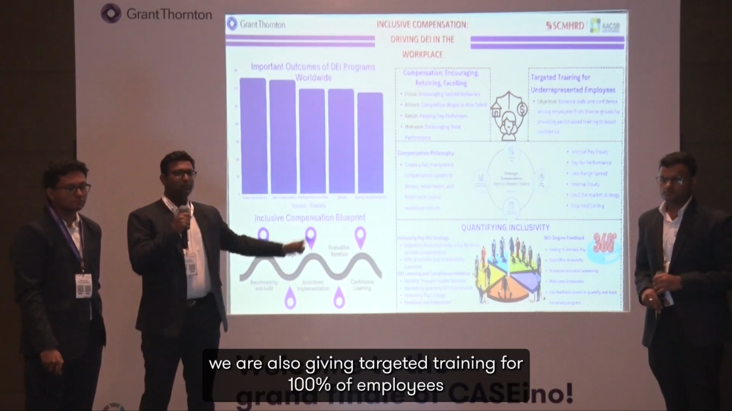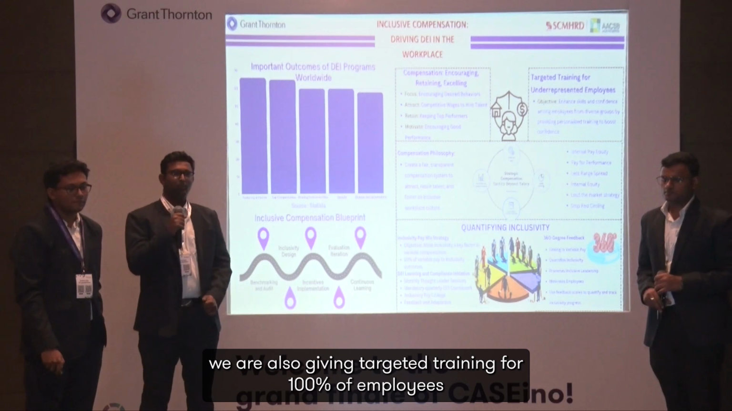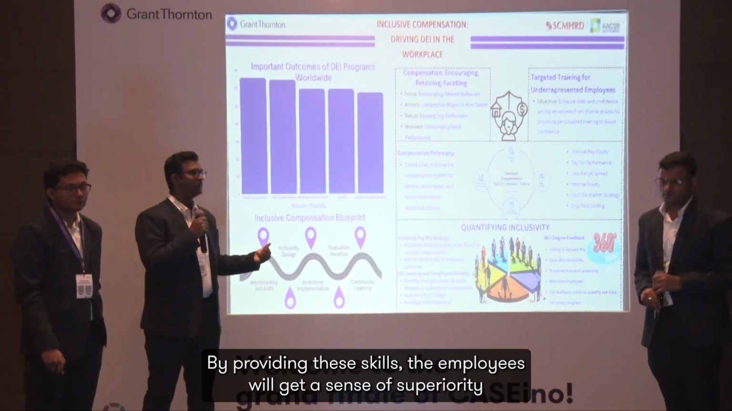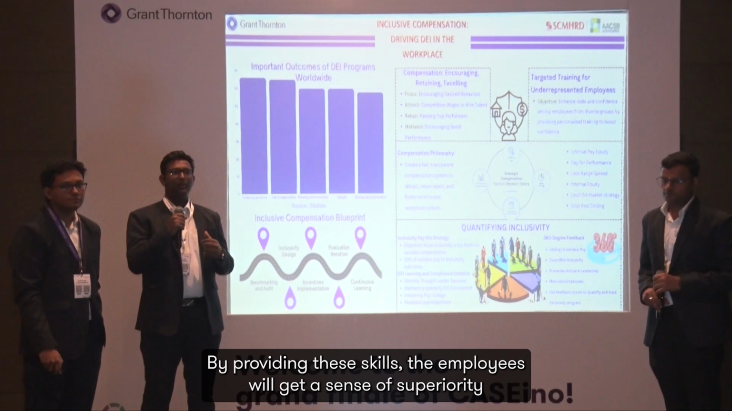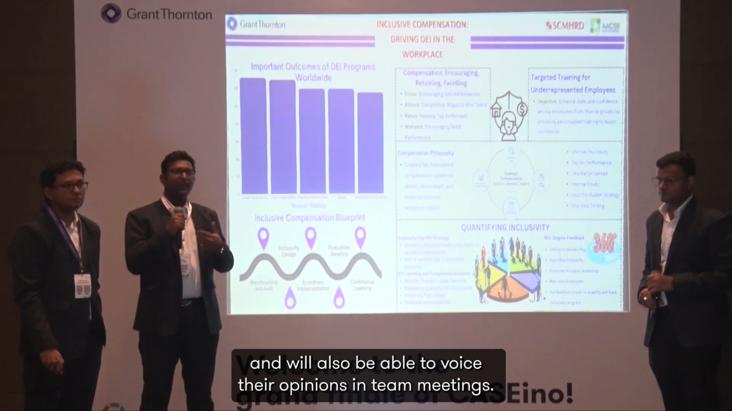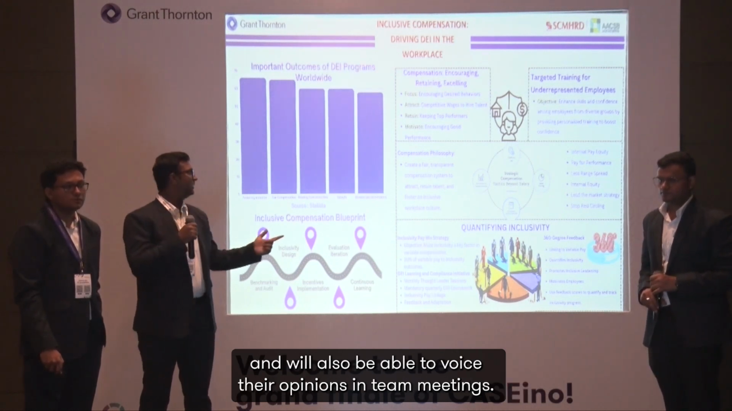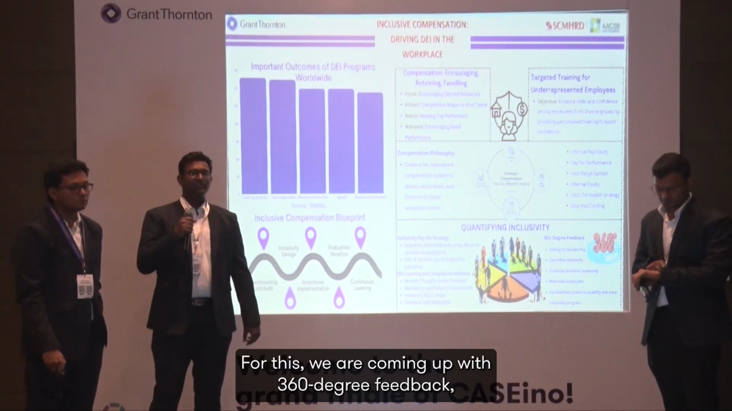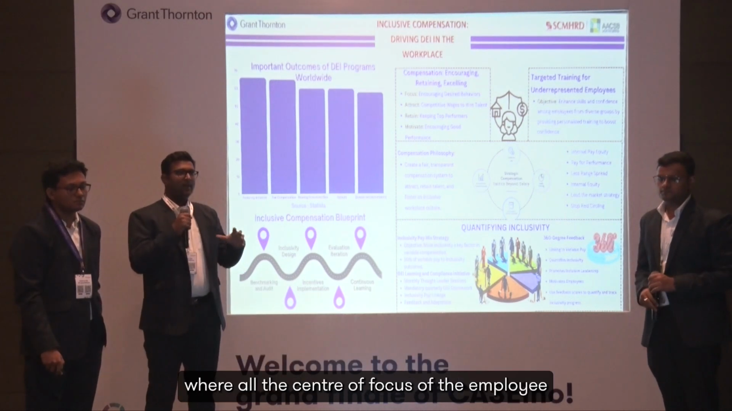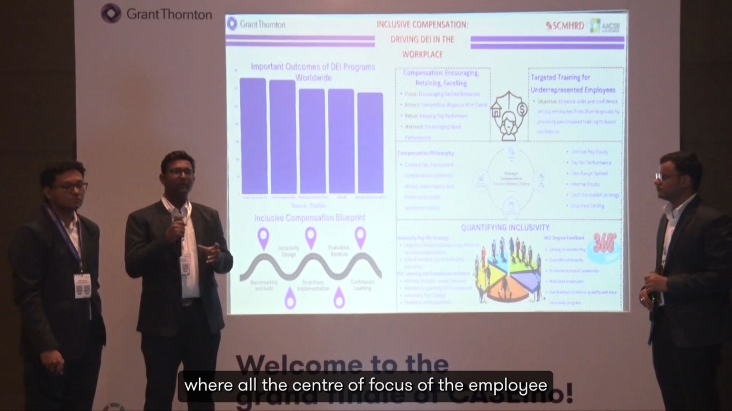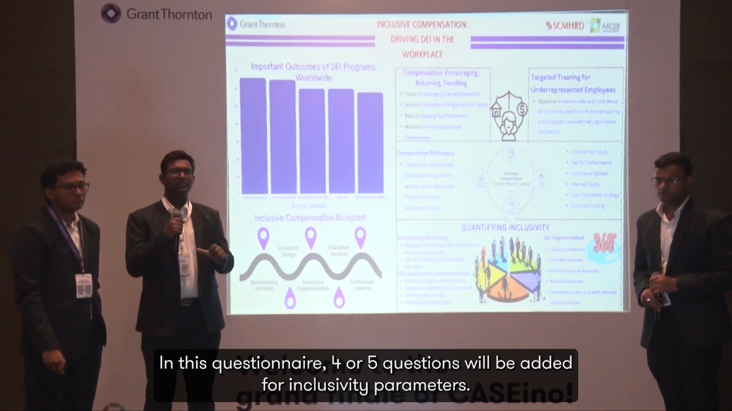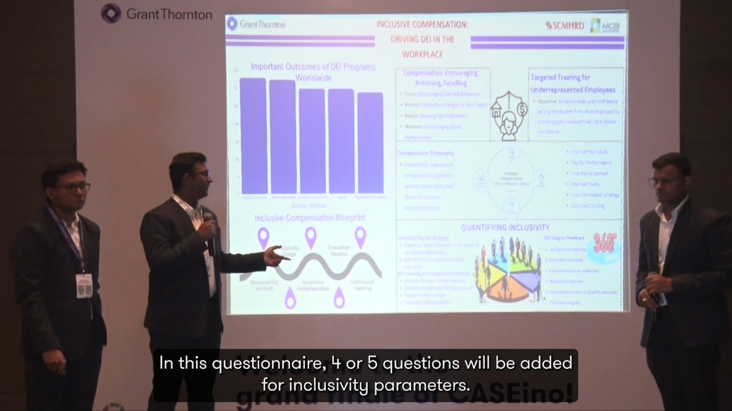Apart from that, we are also giving targeted training for underrepresented employees who lack certain skill sets. By providing this, they will feel a sense of confidence, and they will also be able to voice their opinions in team meetings. We are also trying to quantify inclusivity. For this, we are coming up with a 360-degree feedback, where everyone at the center of focus of the employee will assess him based on certain questionnaires, and in these questionnaires, 4 or 5 questions will be added for inclusivity parameters.